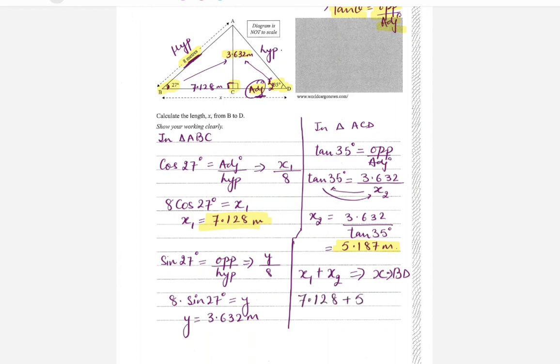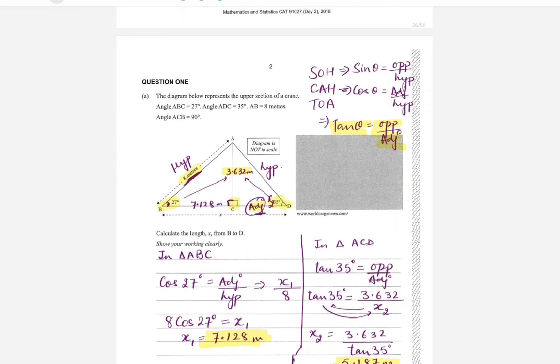So that is 7.128 plus 5.187. That gives us 12.315 meters, right? And that is your final answer, x is equal to that. Cool. I hope this makes sense. If not, you have to revise SOHCAHTOA again and it should be fine.